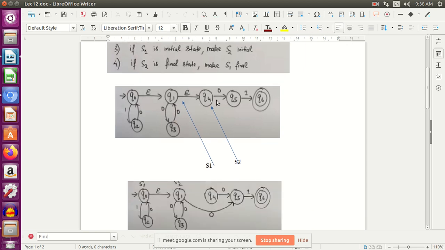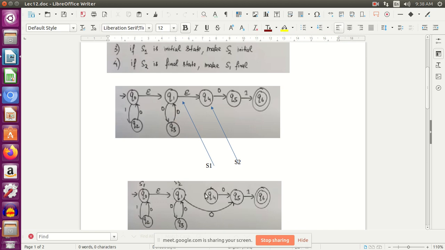So we need to duplicate the same edge from Q1, from S1, so here S1 is Q1. Look at this: I have drawn an edge from Q1 to Q5 with edge label 0. This one remains intact, you need not remove it. You just remove this epsilon move and add this extra transition from Q1 to Q5 with edge label 0.